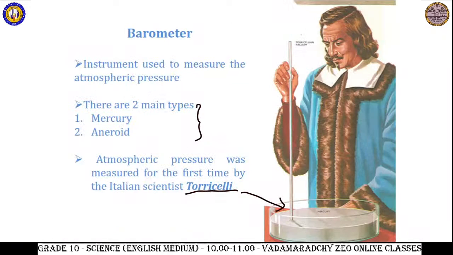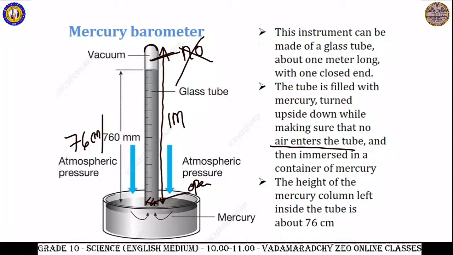So thereafter we studied the barometer. A barometer is an instrument used to measure atmospheric pressure. This instrument was first introduced by the Italian scientist Torricelli. In day-to-day life we use two main types of barometers. The first one is the mercury barometer. The second one is the aneroid barometer.